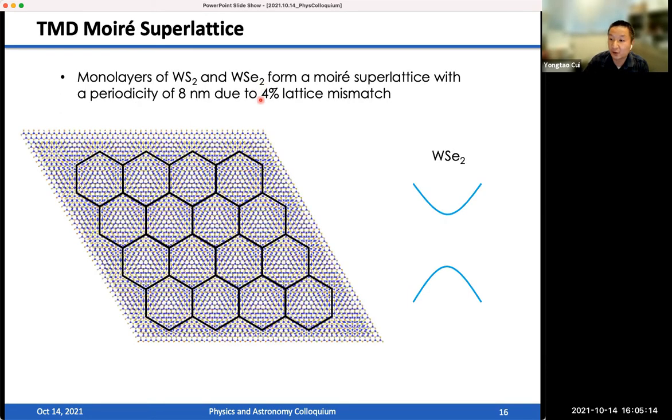lattice mismatch, about 4%. If you stack them even at 0 degrees, you will get a Moiré superlattice with a periodicity of about 8 nanometers. That is going to do something to the energy band, because when two periodic functions modulate each other, we get beating patterns. That means you get K1 plus K2 and also K1 minus K2. In the band structure, the original band from the single layer tungsten selenide is going to shift in both directions.